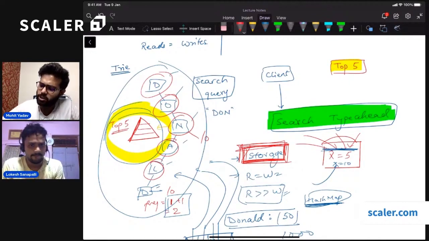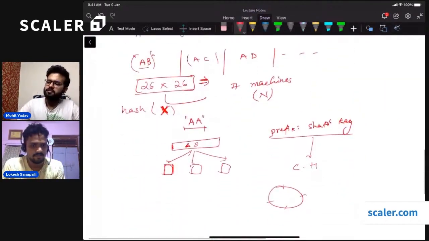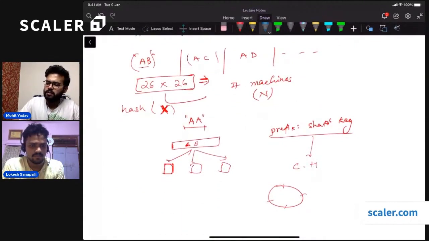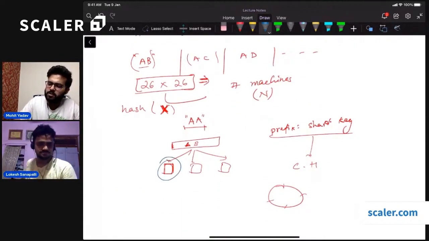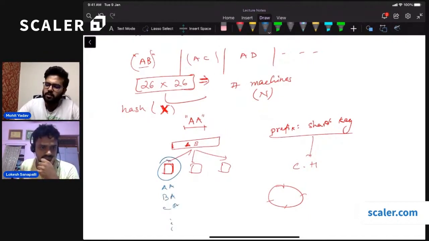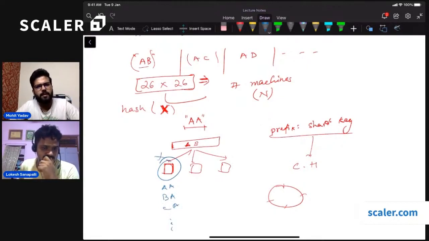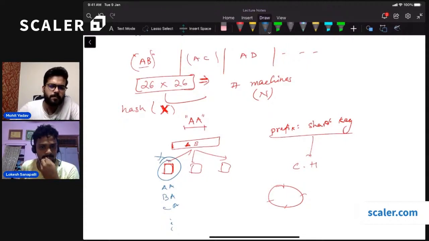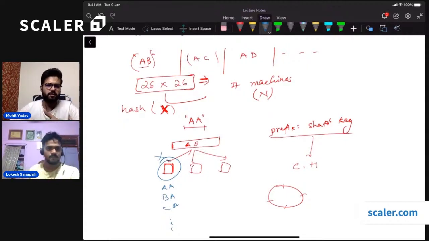So we have introduced sharding. What if, let's suppose, this particular application server is holding AA, BA, CA, and some more data. What if this server goes down? How would you ensure that if a server goes down, your system is still working?